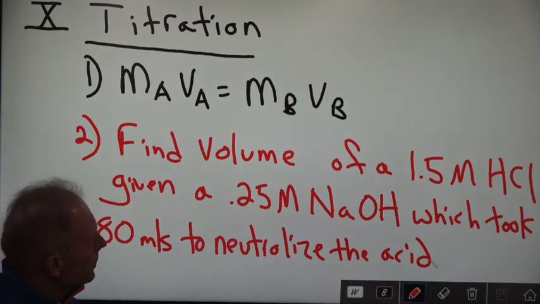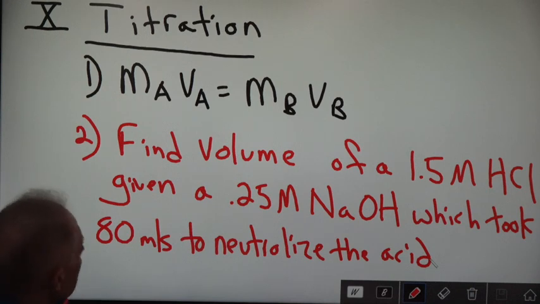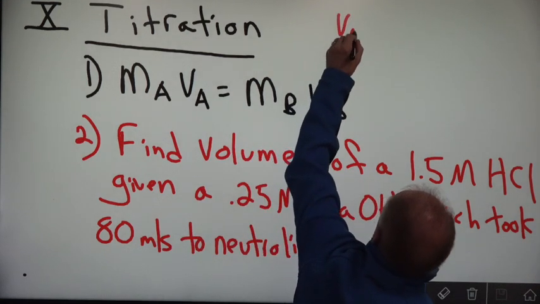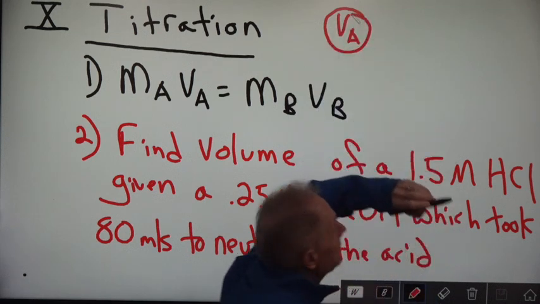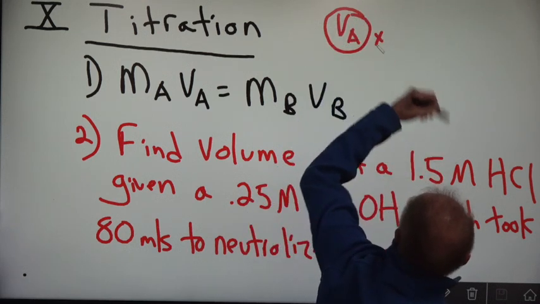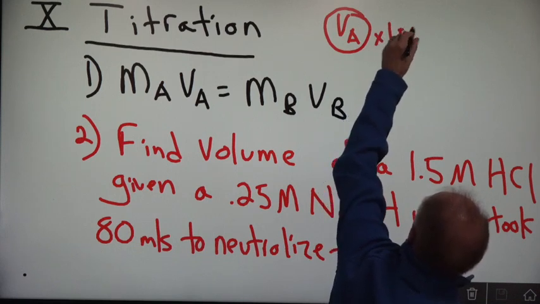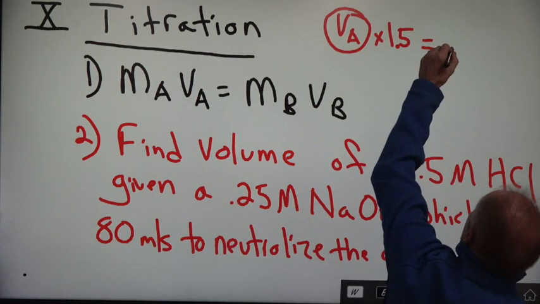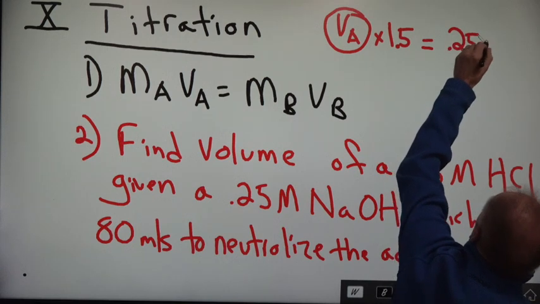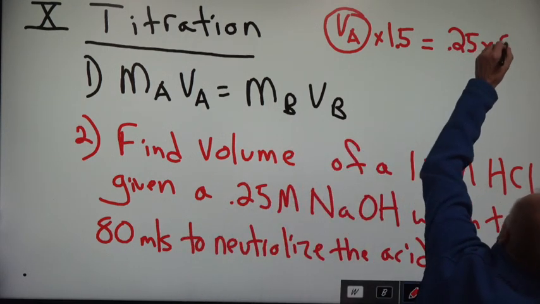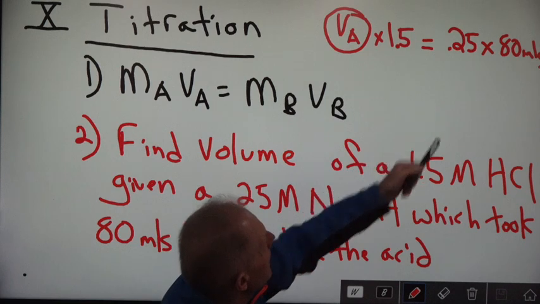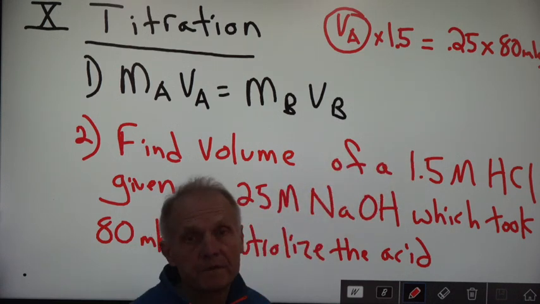So, what we have to do is write down what we know. Okay, so what we know is this. The volume of the acid is what we're going to find. The molarity of the acid is 1.5. The molarity of the base is 0.25 times the volume, which is 80 mils. So all we have to do is 0.25 times 80 divided by 1.5.